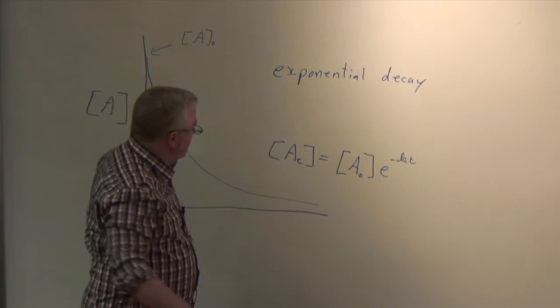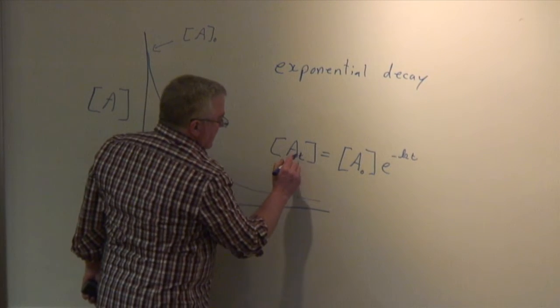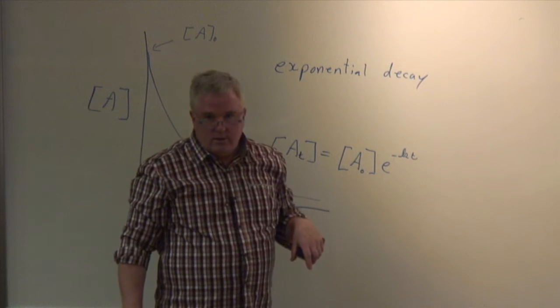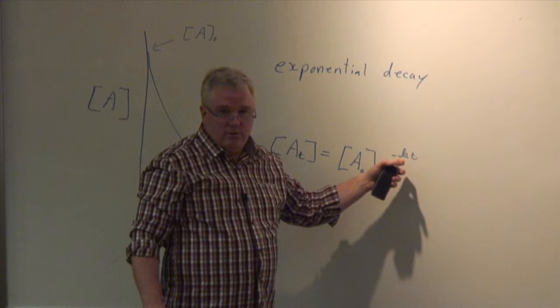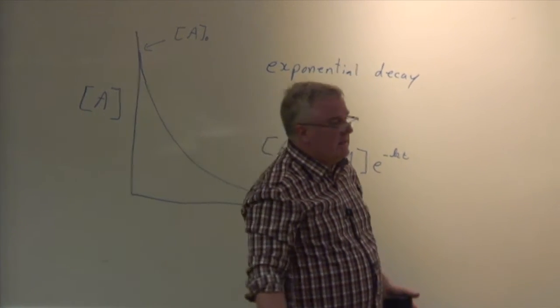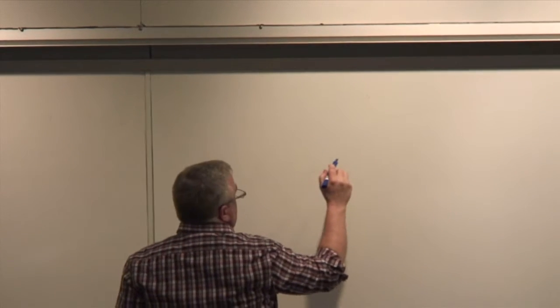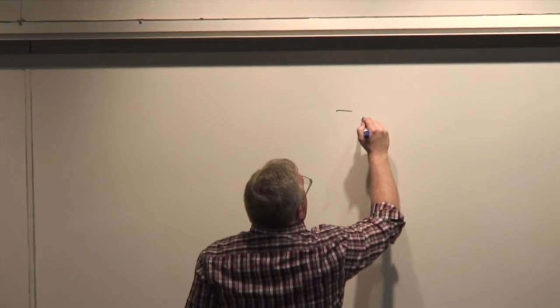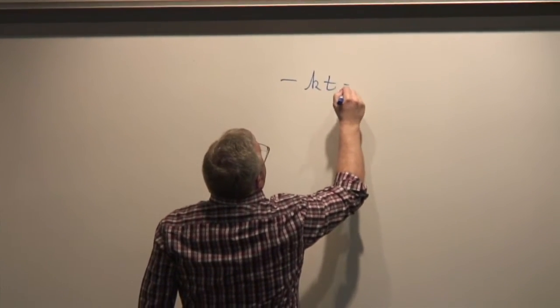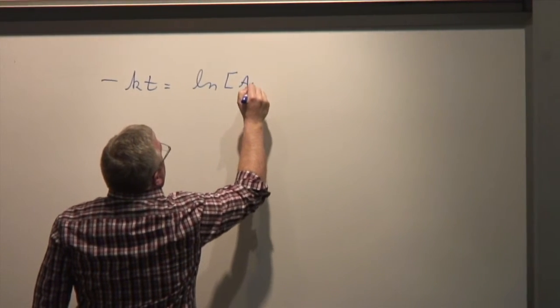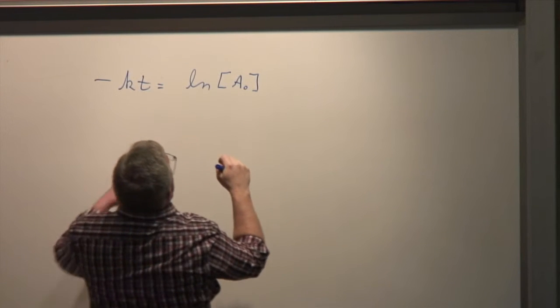It follows this equation where this is t. A at any time t is equal to A naught times e to the power minus kt, where k is our rate constant and t is time. If we want to take that form of the equation, let's bring it down here. So we have minus kt equals ln A over A naught, oops, At.